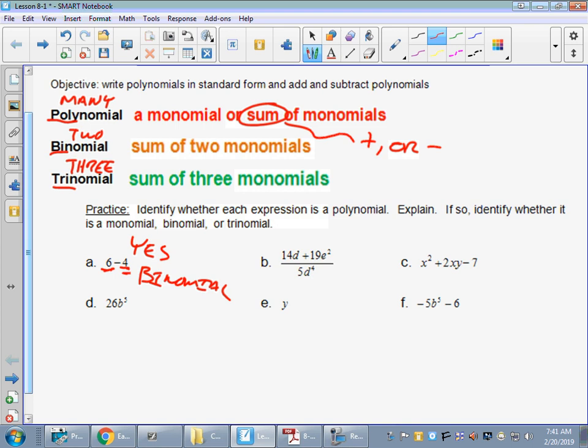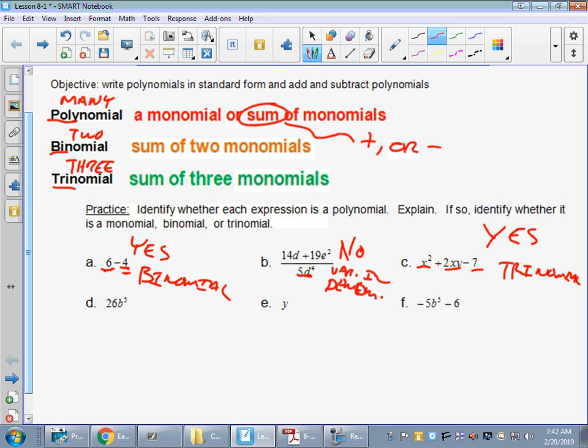All right, B. Remember we talked about you can't have variables in the denominator. So because of this D right here, we can't do it, so it's no. Because you've got a variable in the denominator, and that's no good. Okay? All right, letter C. Well, we have a monomial here, x squared. We've got a product here. That's good. It's another monomial. And we've got another one here at -7. So we got three different monomials. So that's yes. We're just adding and subtracting in between them. And because there's three of them, we call that a trinomial.